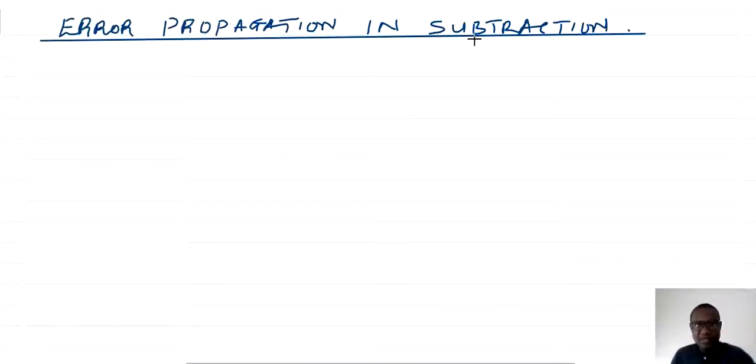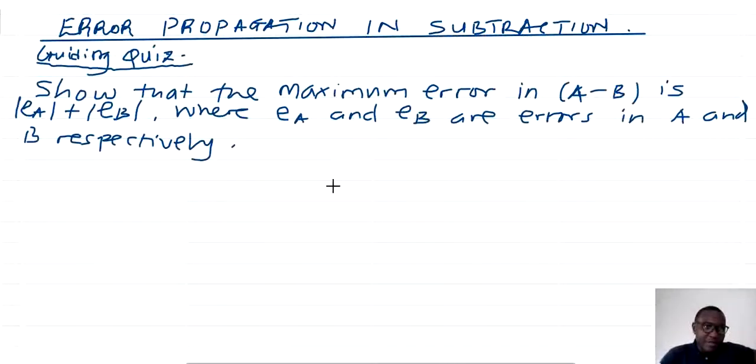Error propagation in subtraction. We are going to have a guiding question. So our guiding question is right there. Show that the maximum error in A minus B is the magnitude of error A plus the magnitude of error B. We have seen that EA is standing in for error in A, EB standing in for error in B, right? Let us get straight into it.